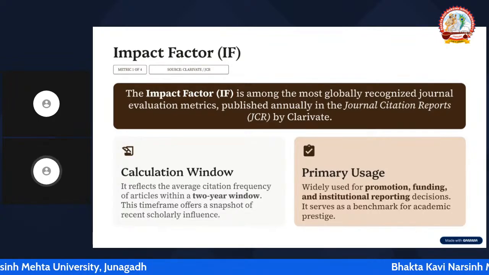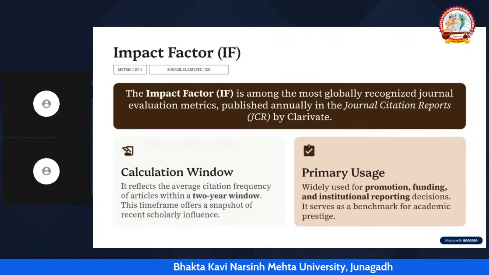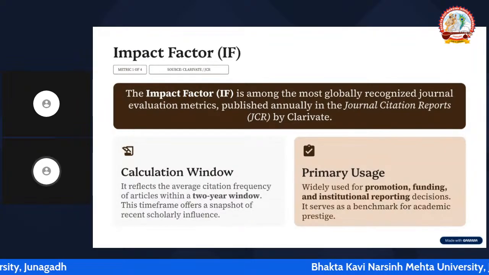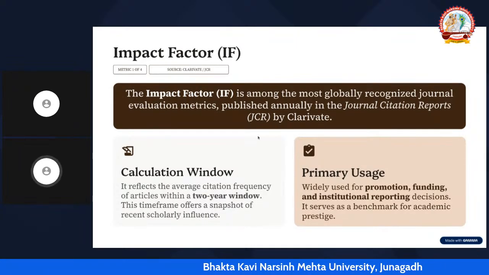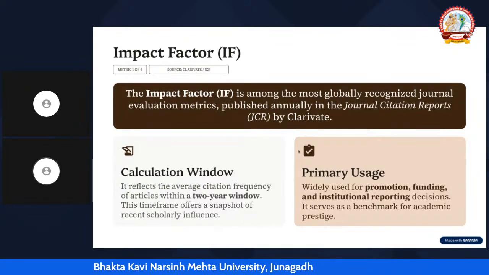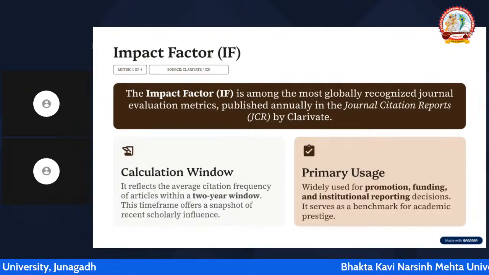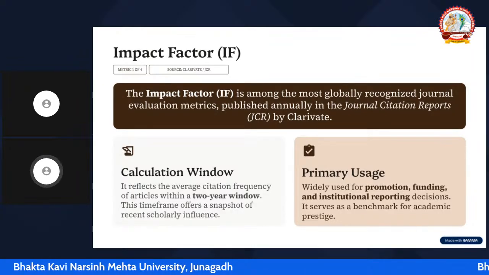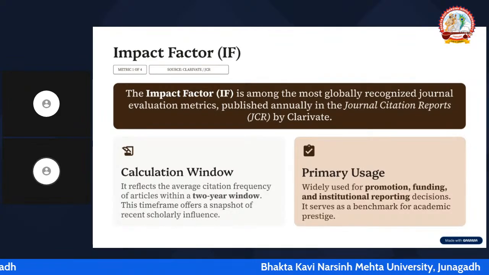Now we have four major pillars of the research matrix. The first one is impact factor, and we will take a very good look at it. Impact factor, what is it about? Impact factor is among the most globally recognized journal evaluation metrics. It evaluates the performance of a journal, and this report is published annually, maybe in December.